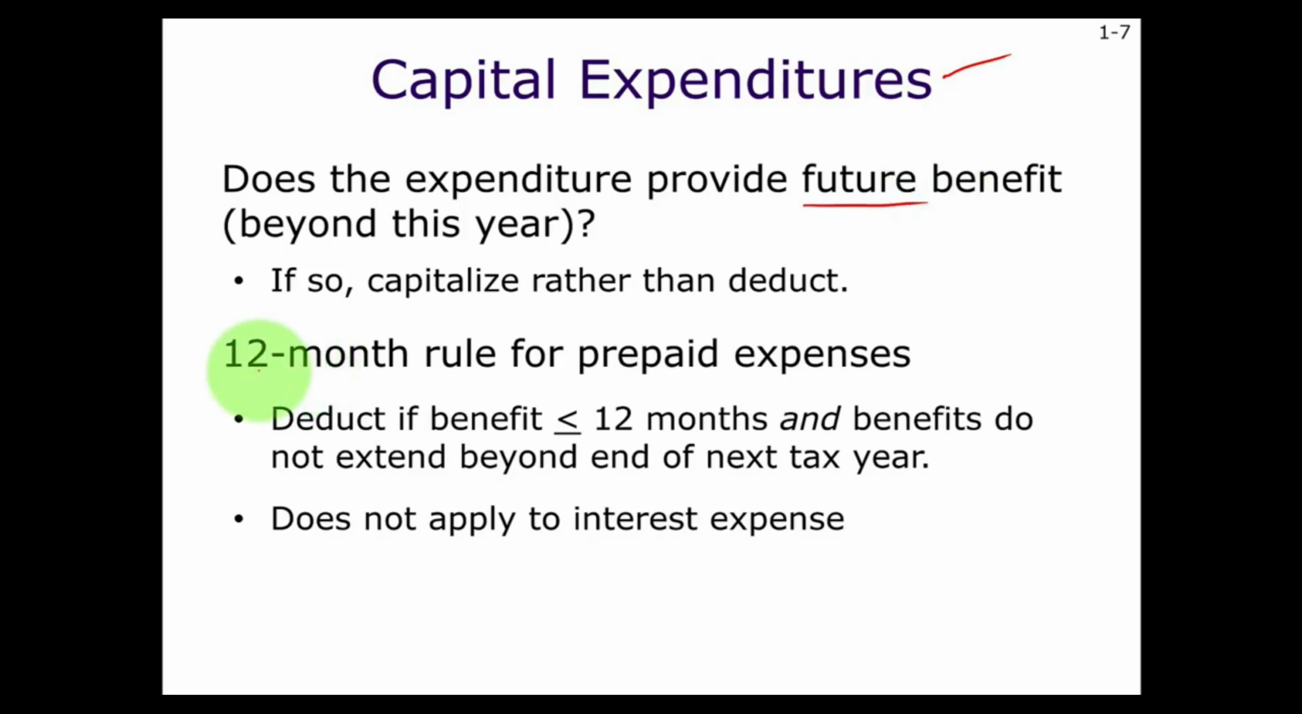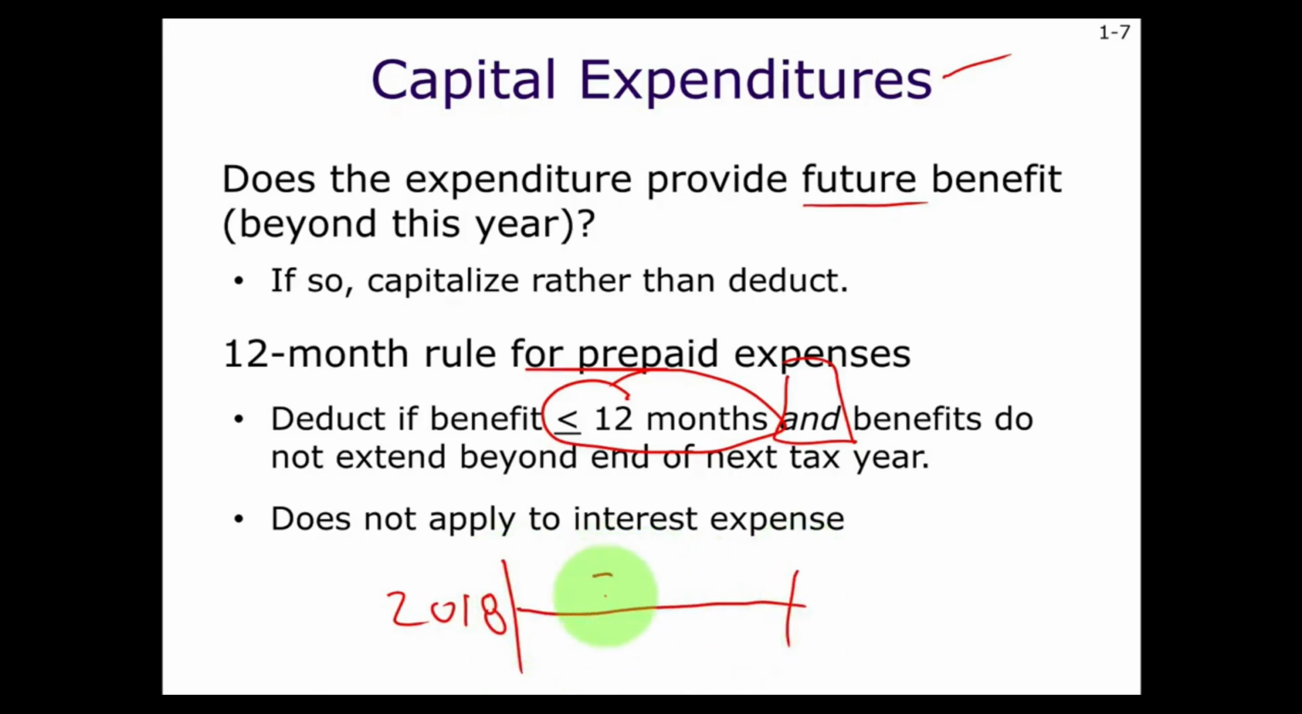Here it says that if the benefit is for a period of less than 12 months and the benefit doesn't go beyond the end of next year. So if I have a cost incurred in 2018 and the benefit ends during the 2019 period, that's going to be less than 12 months. But if the benefit extends on to 2020, that's beyond 12 months. That's going to be beyond the end of next year. You have to meet those two conditions here with the word and.